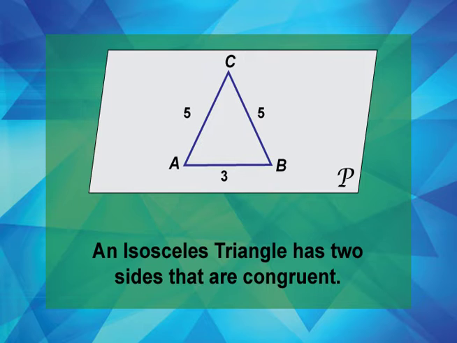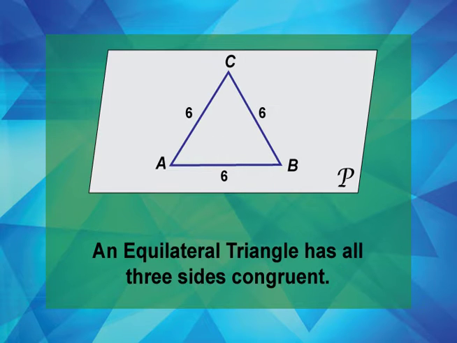The third scenario is when all three sides are congruent. An equilateral triangle has all three sides congruent. Triangle ABC has all three sides of length 6. It is an example of an equilateral triangle.